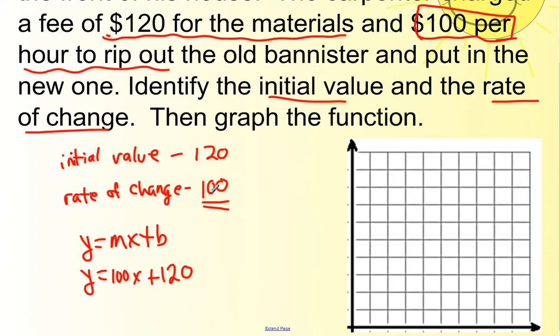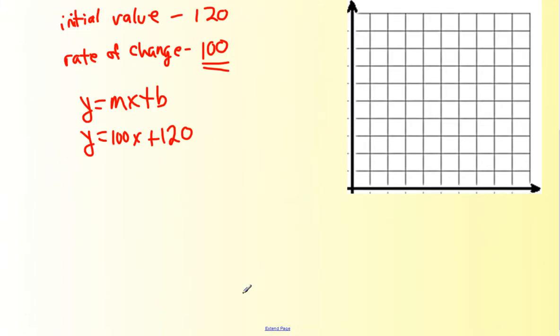Because every hour he's going to add more money, the cost is going to keep increasing every hour. We know this rate of change is going to be positive. All right, so now we have an equation.